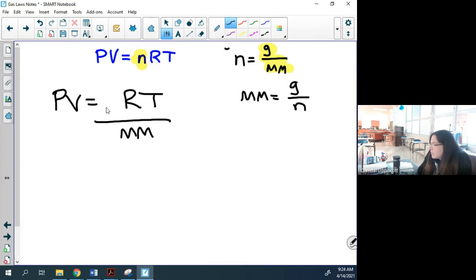Mine says PV equals MRT over 1. Right, it's just grams. I've replaced it now because I wanted you to think in terms of grams or mass. Mass is grams. The m is little m. That's mass. Mass in grams.